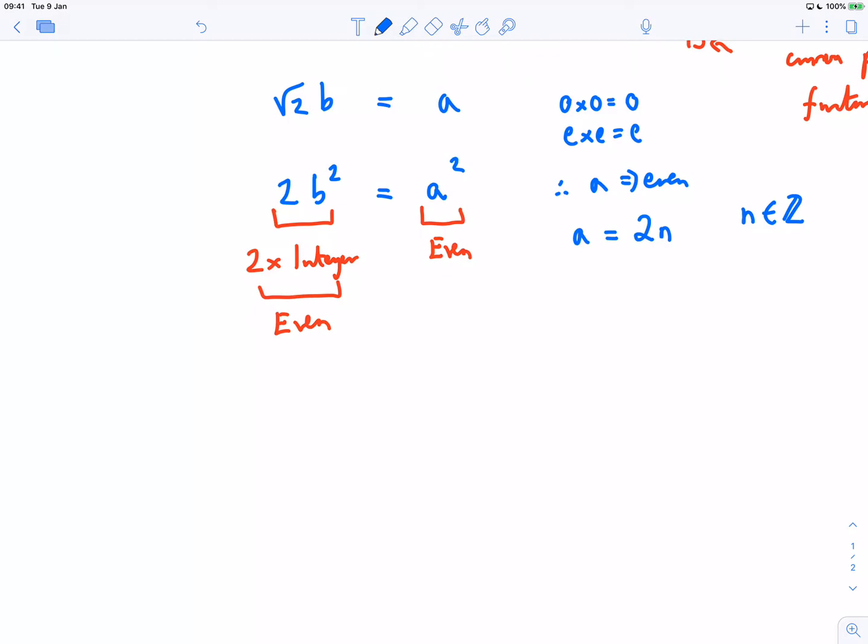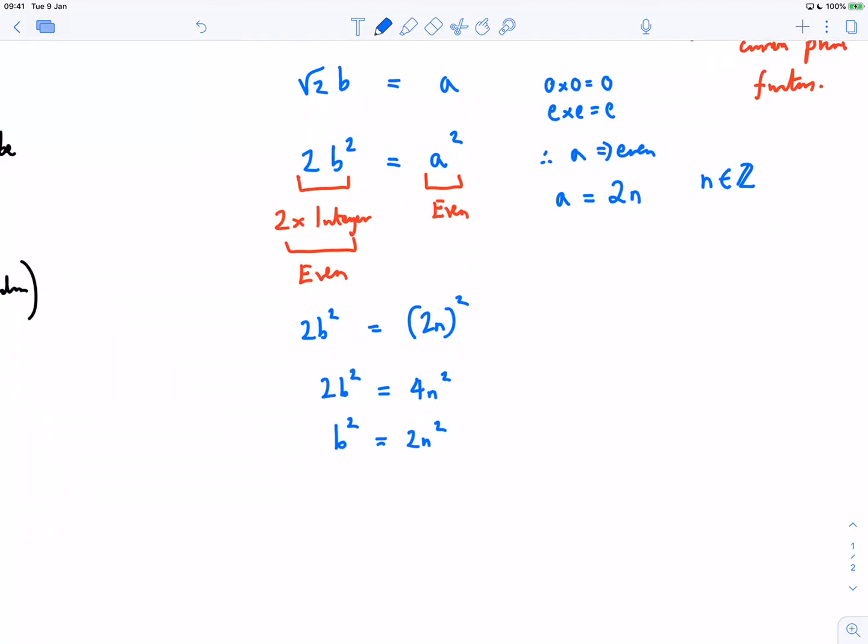So, what does that mean? That means 2b squared equals a, which is 2n all squared. Can you see where I'm going with this? And then if I expand the right-hand side, 2n squared is 2n times 2n, which is 4n squared. And now if I divide by 2 both sides, I get 2n squared equals b squared.